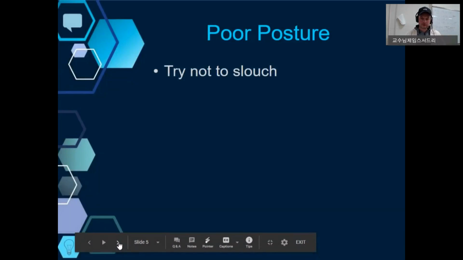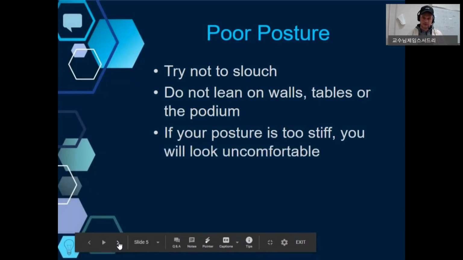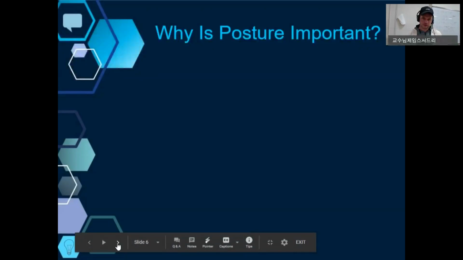Some poor posture could be slouching. I'm slouching, right? That's not very good posture. Do not lean on the wall or the table or the podium, okay? Don't lean on things. That's bad. If you're too stiff, you look uncomfortable, it's not going to work. You've got to be comfortable, right? Be comfortable in your posture.